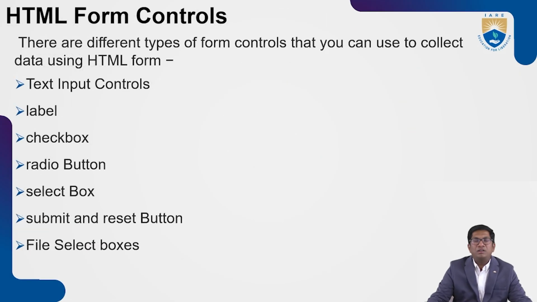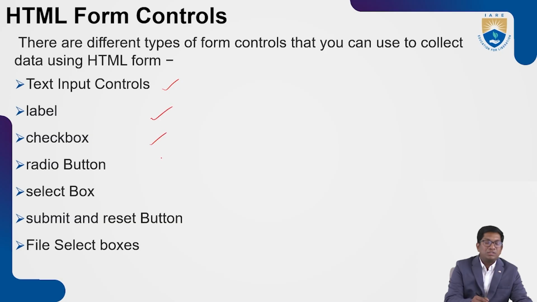So we have different form controls, and we'll discuss them in detail one by one. We have text input controls, labels, checkboxes, radio buttons, select boxes, submit and reset buttons, file select boxes, and so on. We'll discuss some of them in detail. One is text input controls.